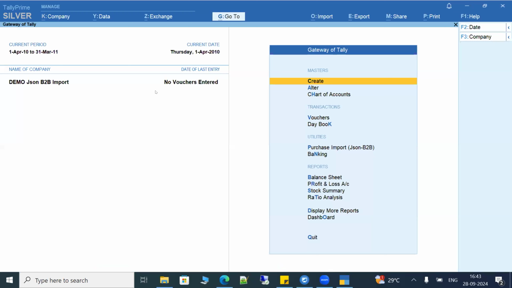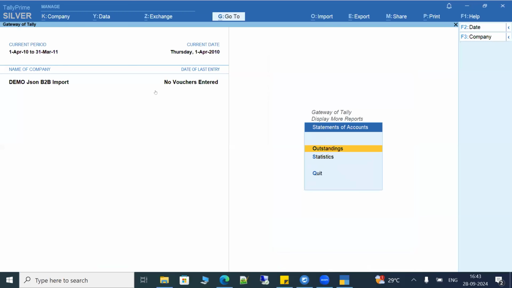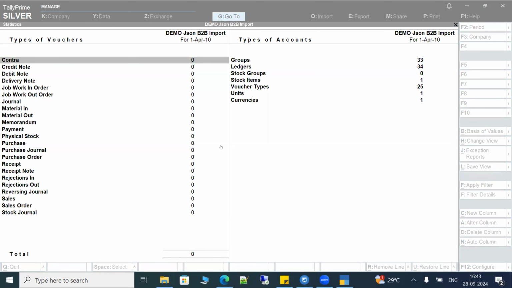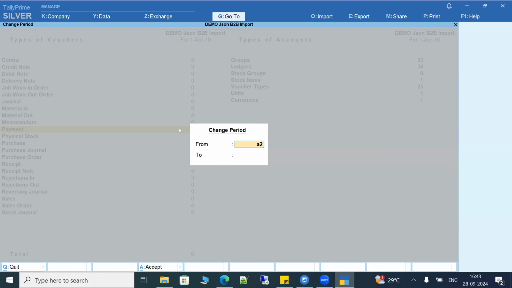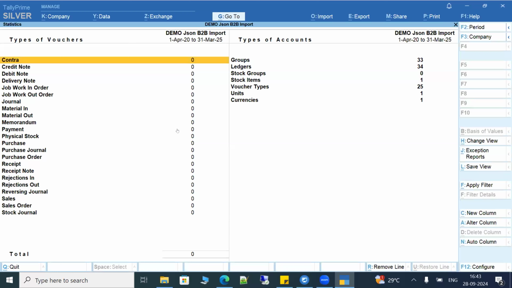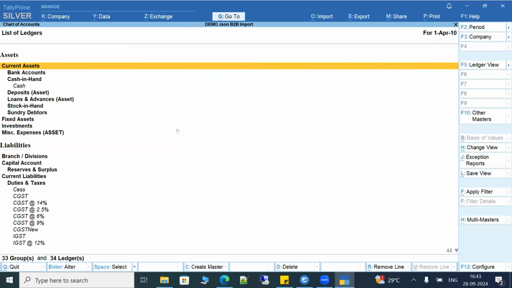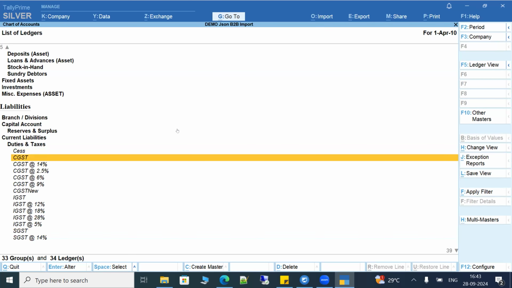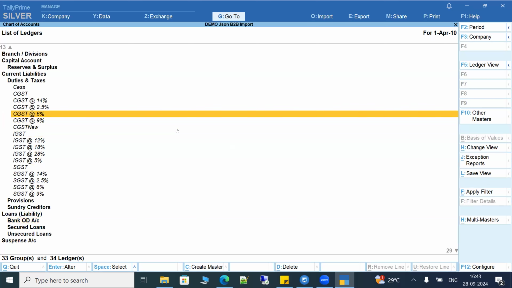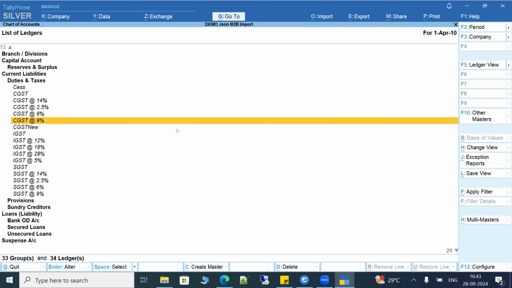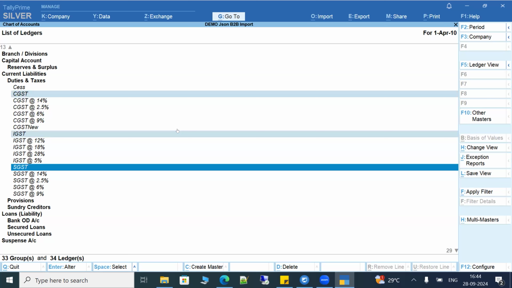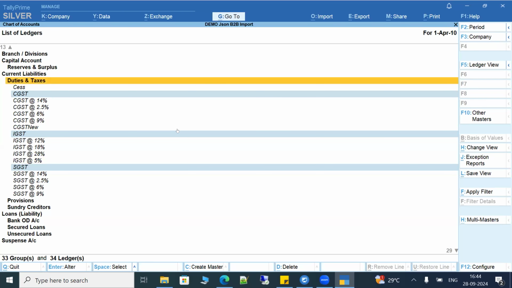This is a completely blank Tally, as sir explained. You see, there are no transactions. This is statistics. There are no transactions from the start. There are some default groups and ledgers. As Venu has shared, these one-time duties and taxes have to be created. I just created them to save time. CGST, if you want to create percentage-wise, you can. Otherwise, a single ledger each for CGST, IGST, SGST. Based on your requirement, you can create those duties and taxes ledgers.